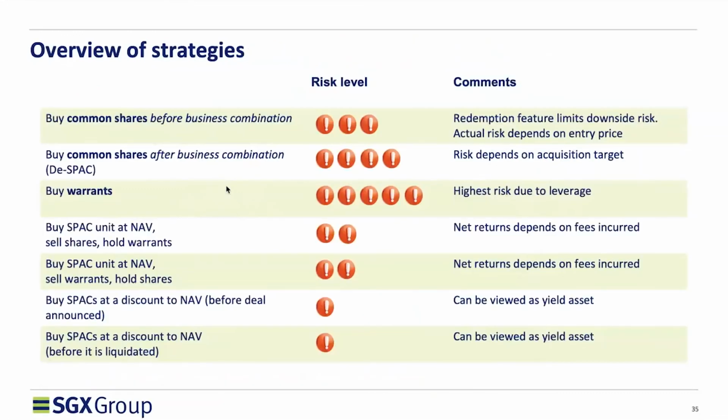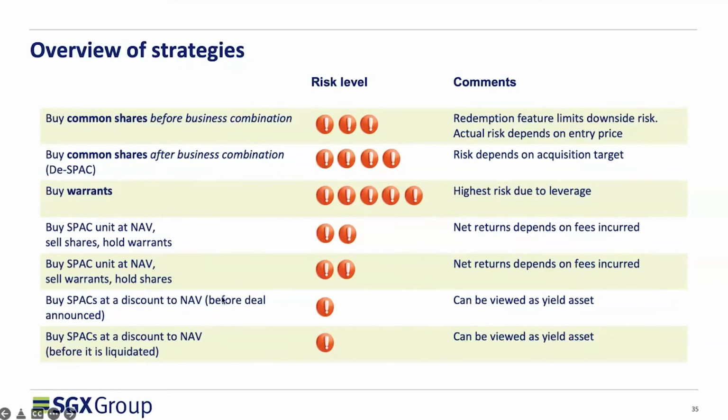Okay, so we have gone through quite a number of different strategies. Here is a quick recap. There are different risk levels that come through with different strategies. On one end, we have buying the warrants, which is seen to be the highest risk due to the fact that it encompasses the most leverage. And also the protection mechanisms that we spoke about would not be applicable to these warrants.